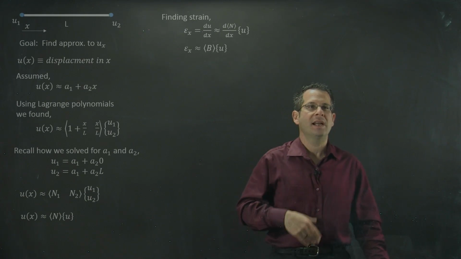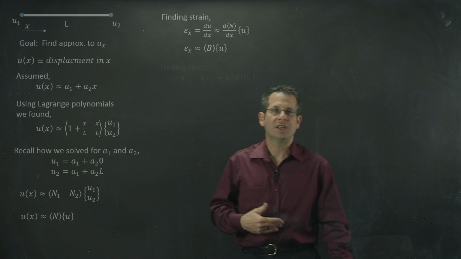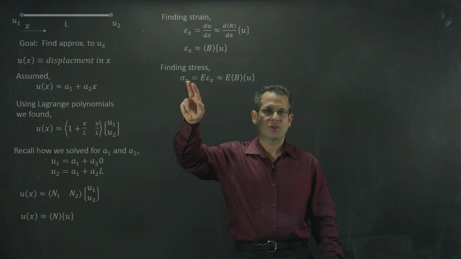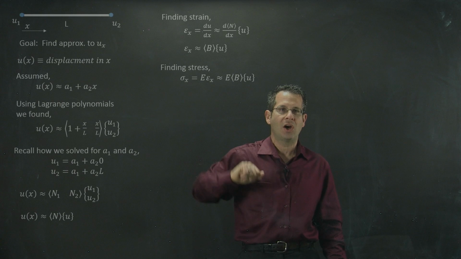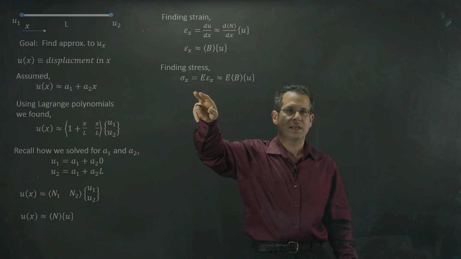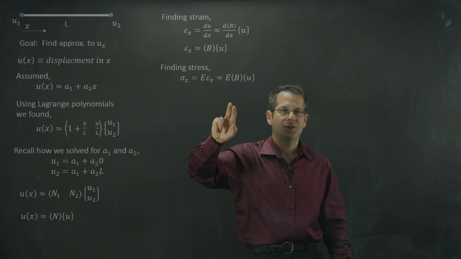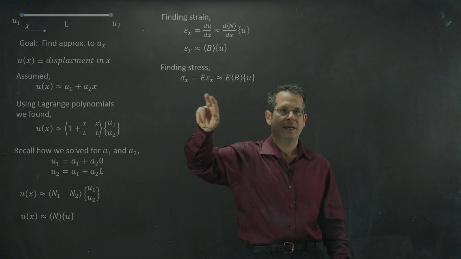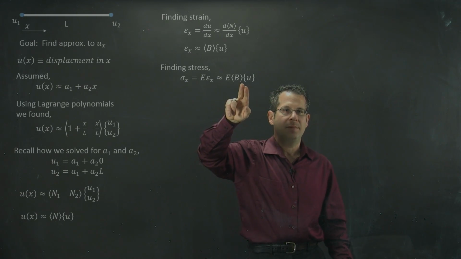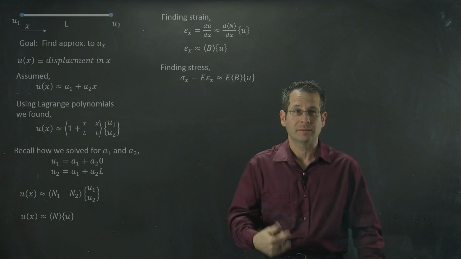Once I have strain, I can find a relationship for stress, because stress is defined by Hooke's law simply as Young's modulus times the strain. So my expression for stress is just E times the expression I already found for strain.